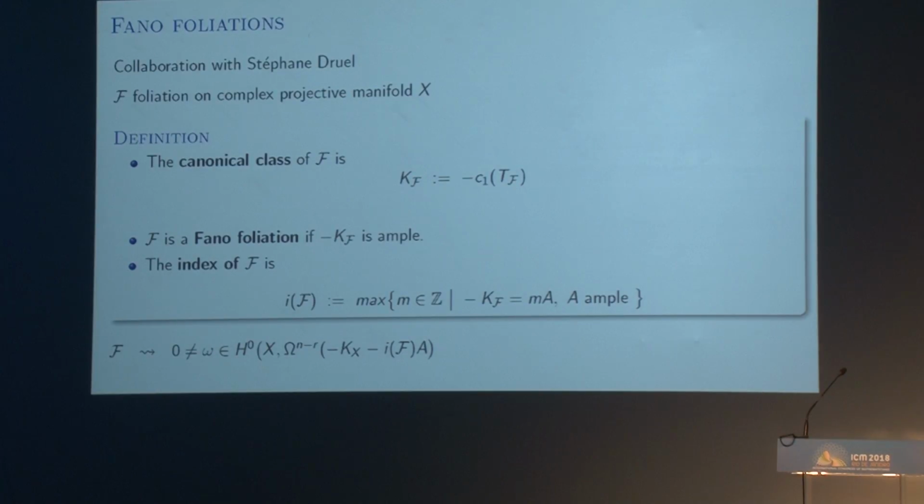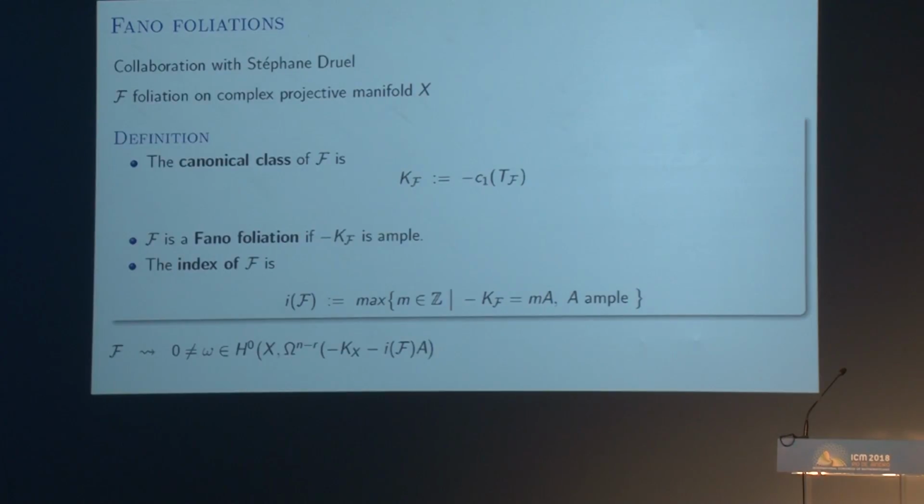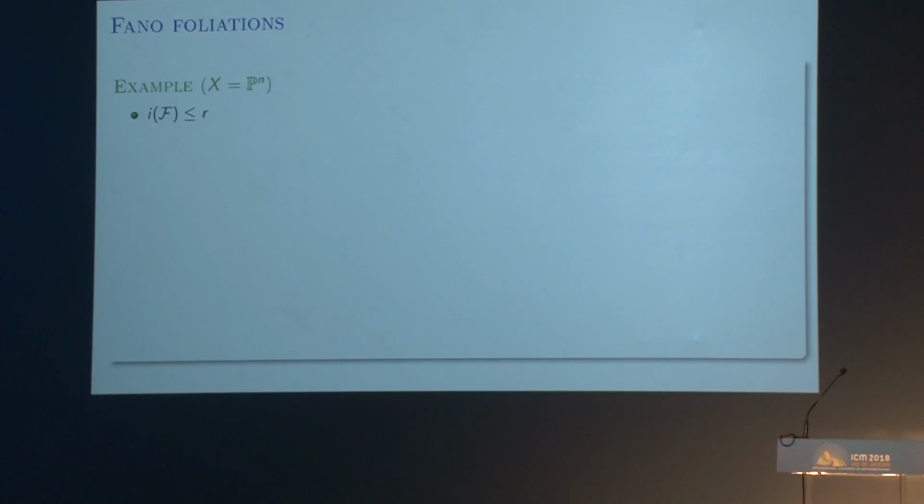So this n minus r, the dimension of X minus the rank of the foliation, is what we call the codimension of the foliation. And you see from this formula that the index cannot be arbitrarily large. At some point, we don't have any global forms there. Let's see what happens in a very easy example, the case of Pn. By looking at this cohomology group, these cohomology groups are all known for Pn, by Bott's formula, you can easily check that the index must be at most equal to the rank.